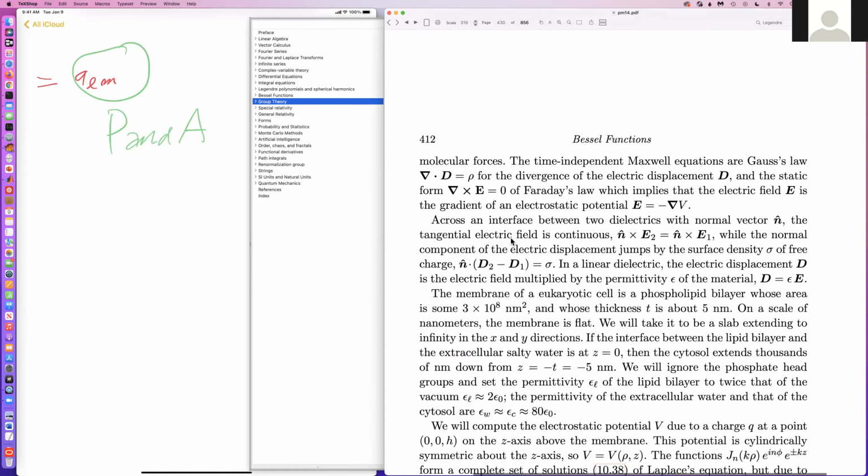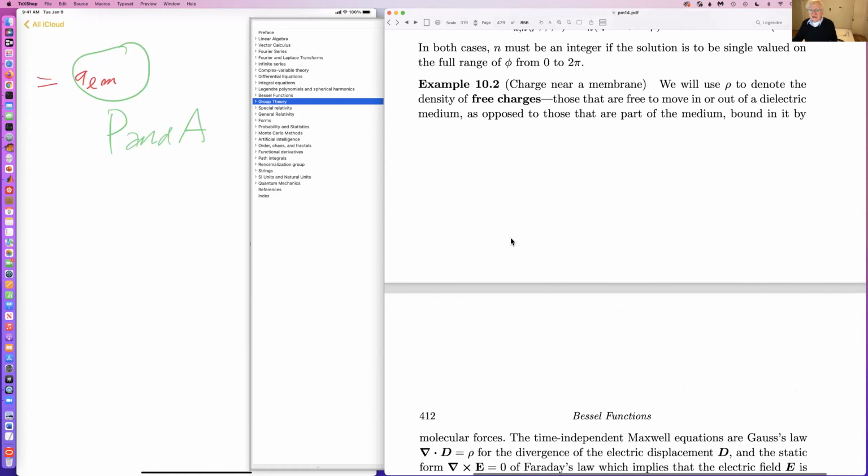Here's another example. I guess I can ask the students, do you want me to say something about this biophysical problem, or shall I just zoom on?